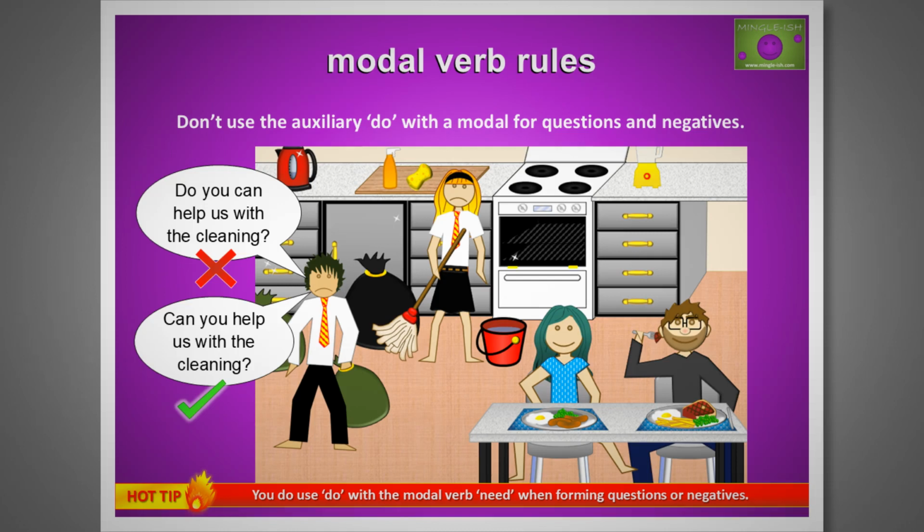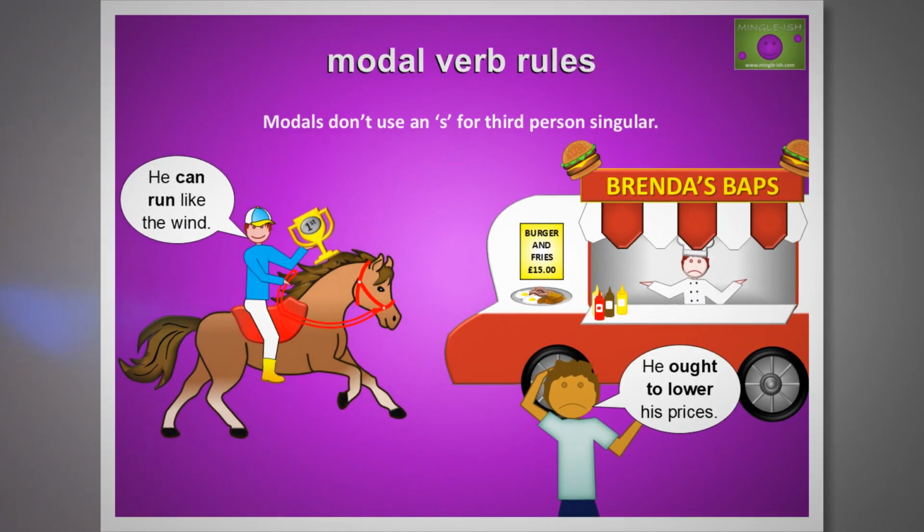You do use do with the modal verb need when forming questions or negatives. For example, do you need a pen? Modals don't use an S for third-person singular. He can run like the wind. He ought to lower his prices.